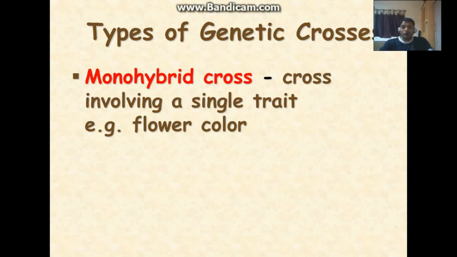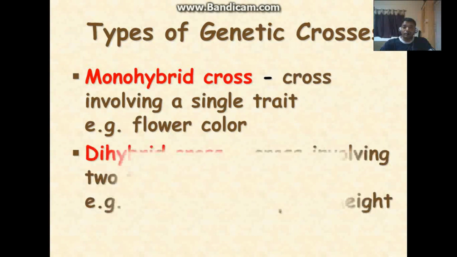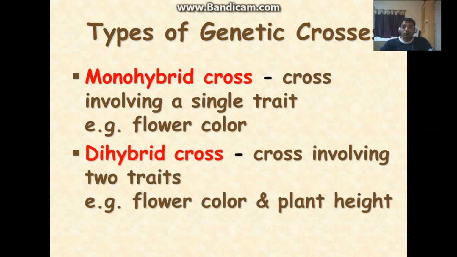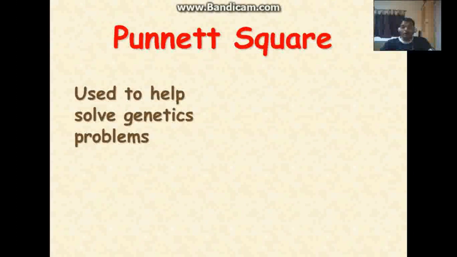As we go into studying genetics, we have to learn about genetic crosses. The first one is called monohybrid cross, a cross that involves a single trait. Example, the color of a flower. A dihybrid cross is one that involves two traits, two specific different traits, that is flower color and plant height. So Punnett square is one which is used to solve genetically inherited problems.